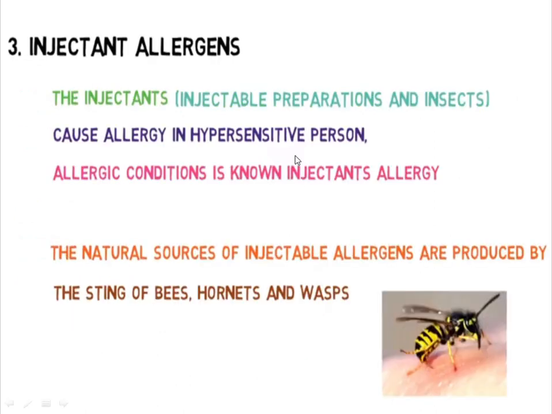Next is injected allergens. As the name itself shows, the allergen is injected into the body, by means of injectable preparations or by insect bites, and it causes allergy in the hypersensitive person. The natural sources of injectable allergens are produced by the sting of bees, hornets and wasps. So because of insect bites, it causes injected allergies.